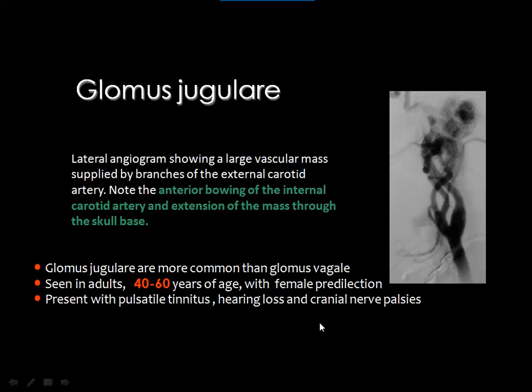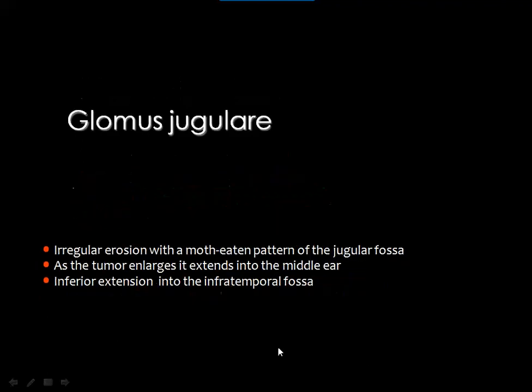Then glomus jugulare is the tumor which is located within the jugular fossa. If you look in the axial images, you see an enhancing mass which is destroying the jugular fossa, and you know the intimate relation between the jugular fossa and the middle ear. So a glomus jugulare may extend inside the middle ear, and then you get the glomus jugulotympanicum, as you can see many times in the literature.